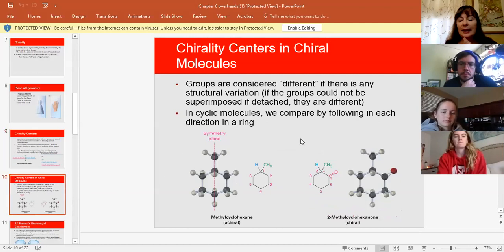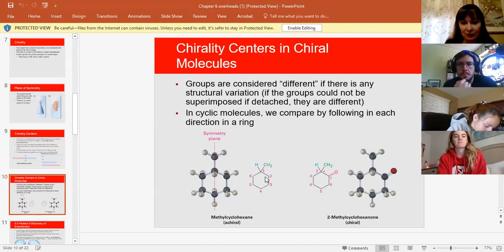Okay, now chiral centers in rings, those usually give people a very hard time. We're going to apply the same logic. We're going to look for a point of difference. If we find a point of difference, then we have chirality. If we don't find a point of difference, we won't have chirality.